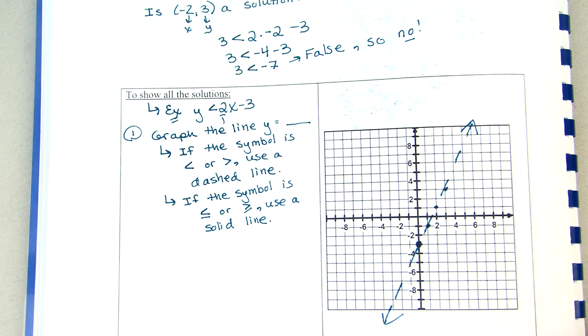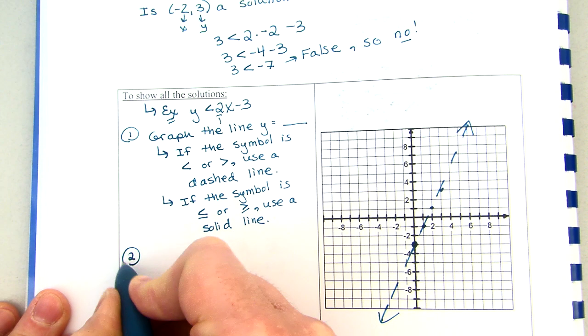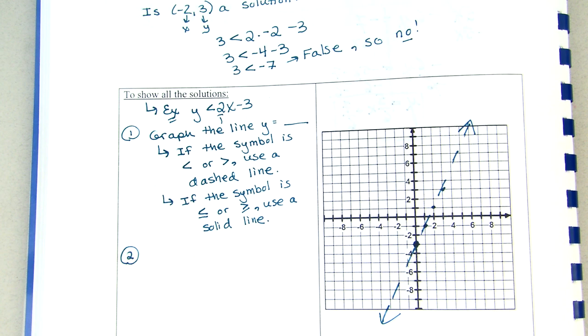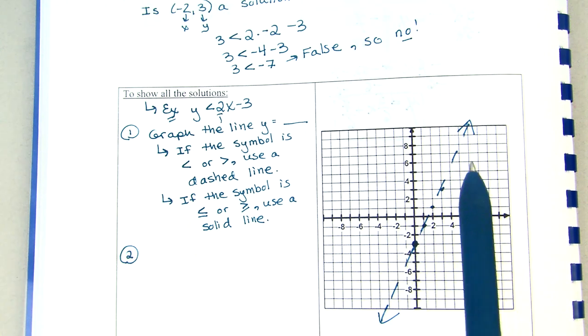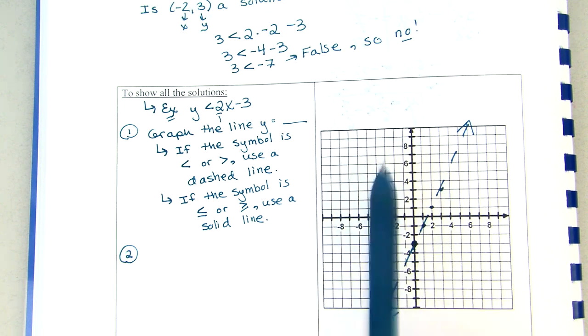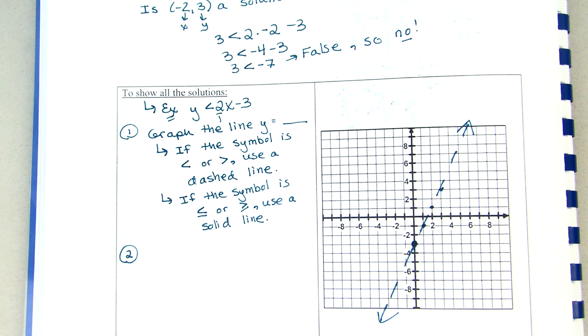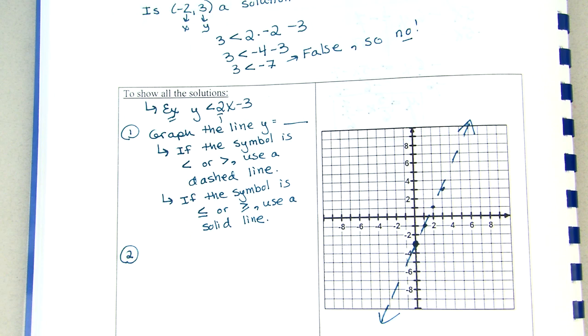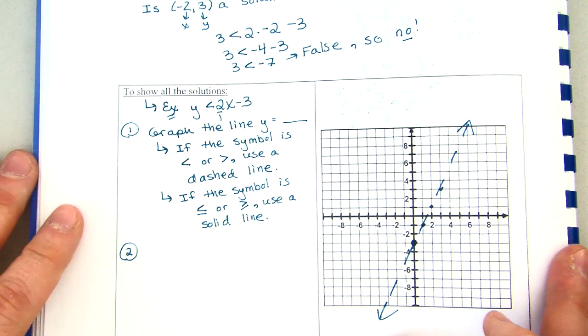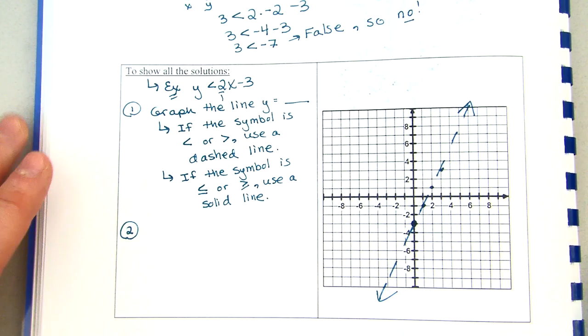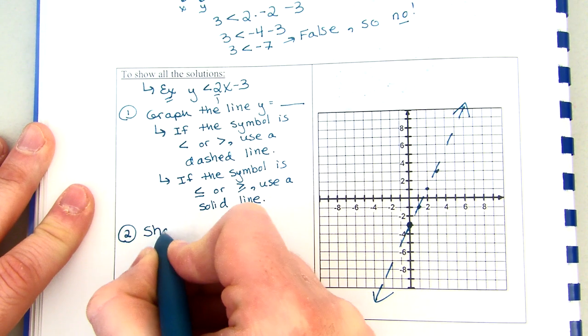We have a line that looks like this. Number 2. Here's the point. This line split my grid into 2 different regions, a region over here and a region over there. All of the points that make the inequality true are in one of these 2 regions. And we're going to shade the region with all the solutions. And I'll explain how to do that in just a moment.